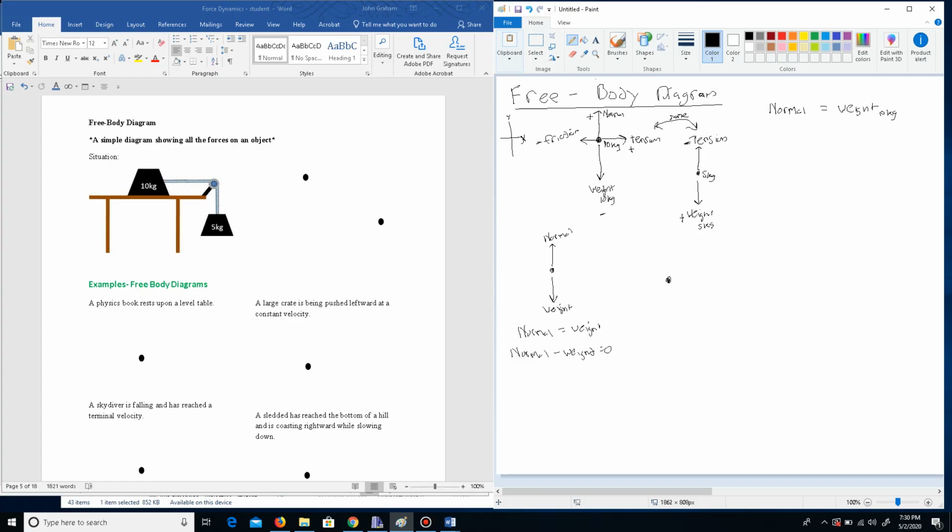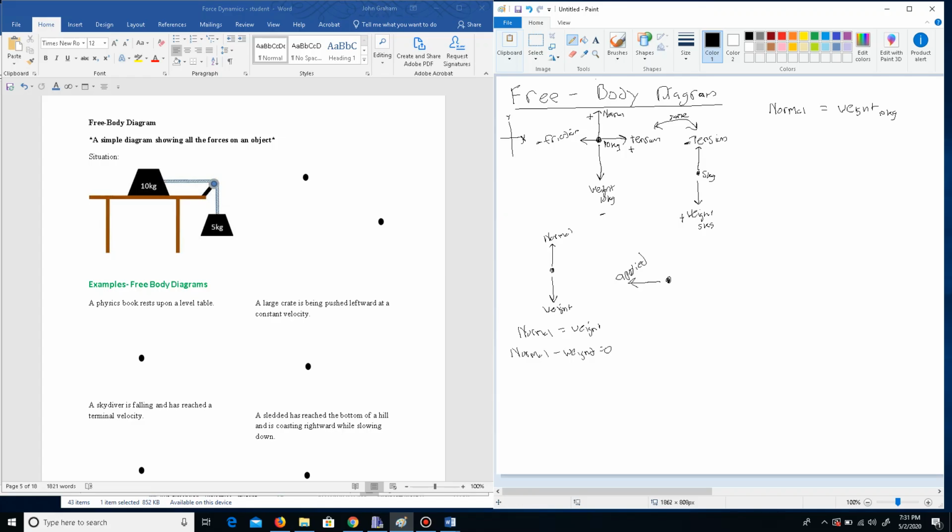Alright, a large crate is being pushed leftward. So it's being pushed this way. Any kind of push, we usually just call it applied. And sometimes if you're applying it with a cable, we can call it either one, applied or tension. Naming the forces can sometimes just be a little bit redundant with some of them. And so you're applying the force to the left.